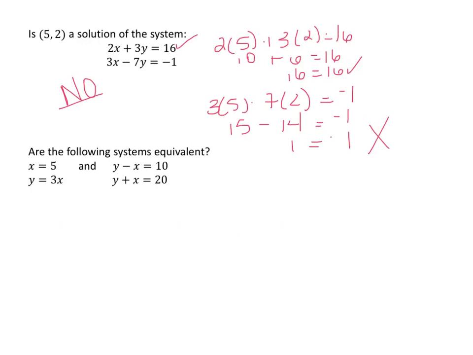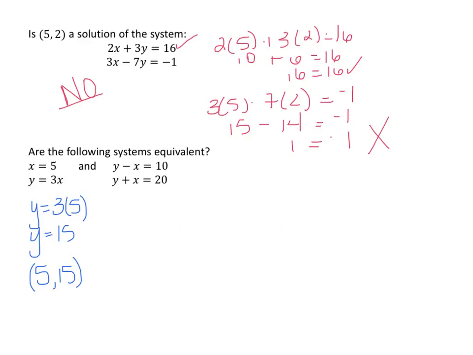The next asks, are the following systems equivalent to each other? That means, do they have the same solution? For the first system of equations, x equals 5 and y equals 3x, I can substitute. So the solution to this system is (5,15).